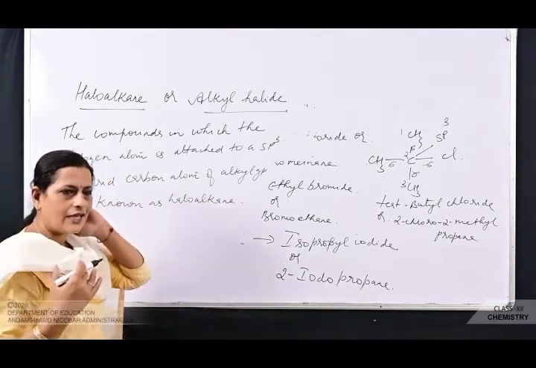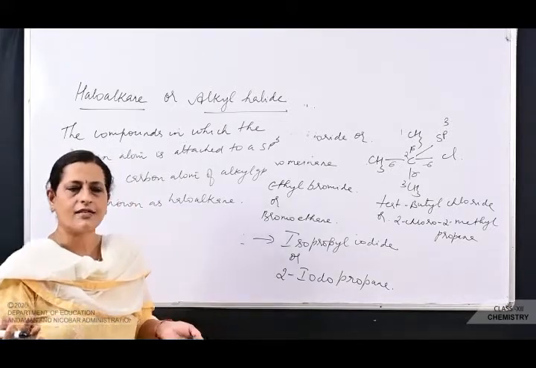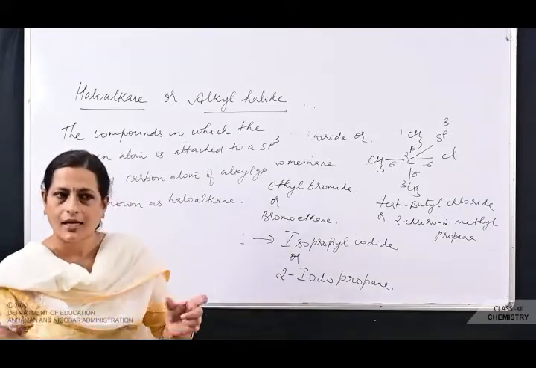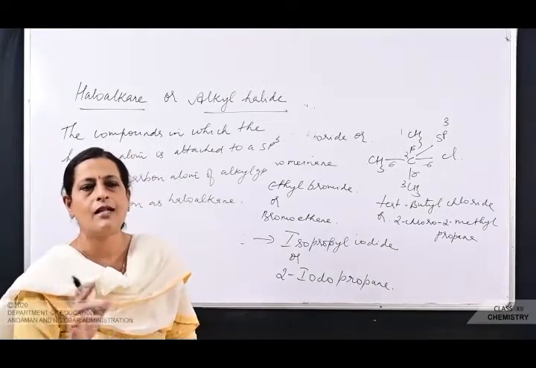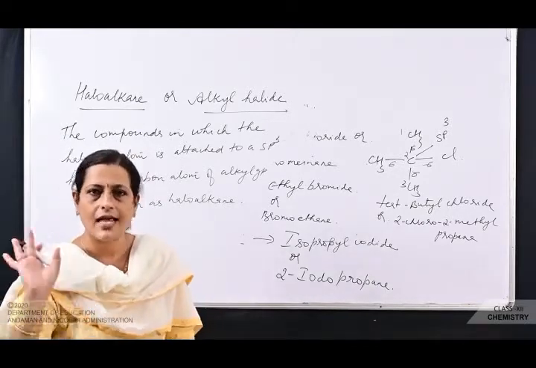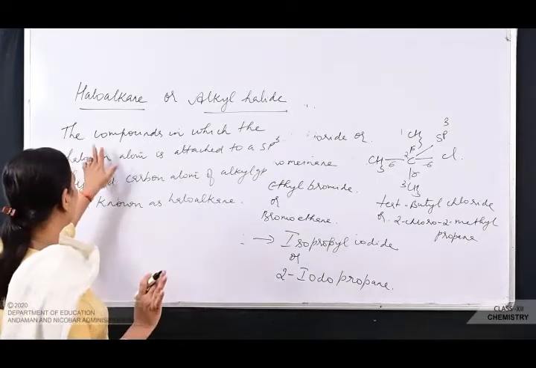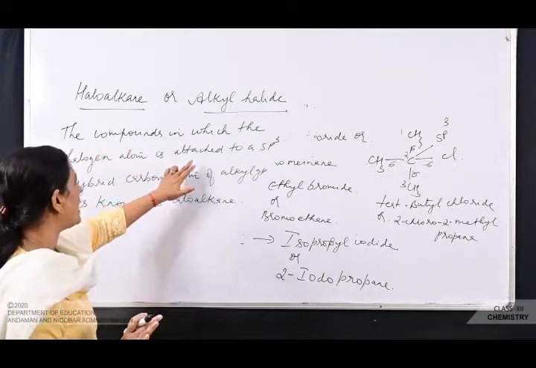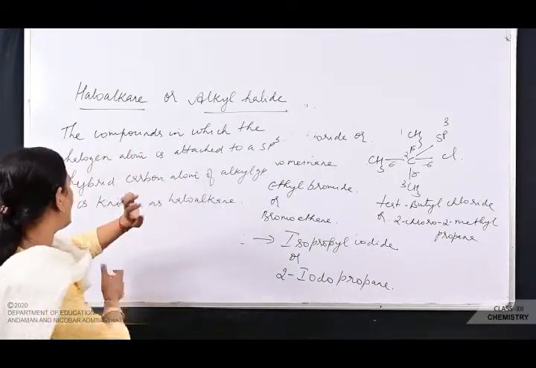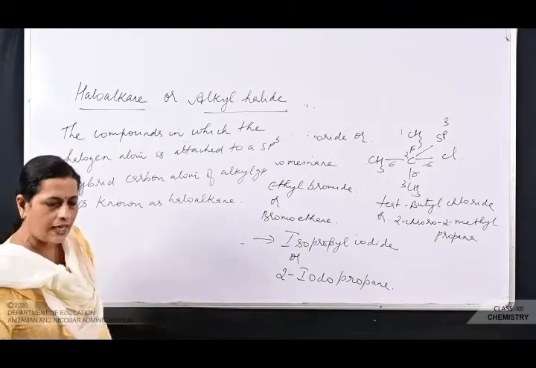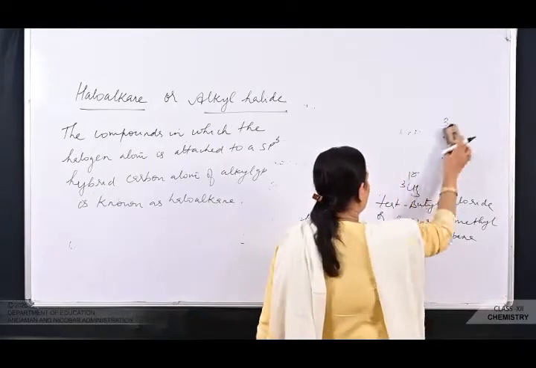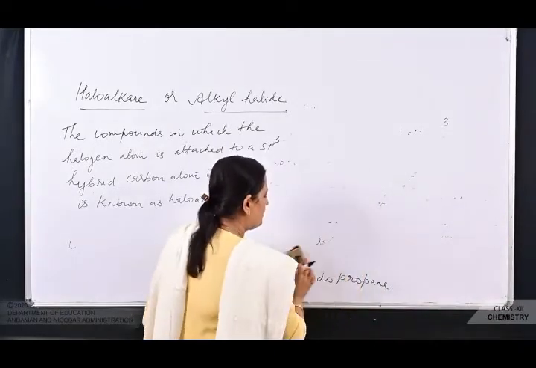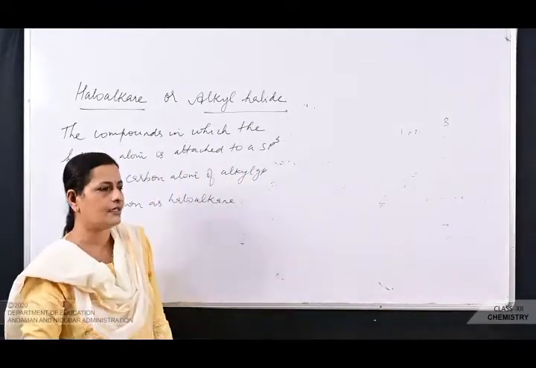Or in general, I can say this way also, the compounds in which the halogen atom is attached to alkyl group. Why? Because when we specify alkyl group, it means the carbon atom is in which hybridization? It's in sp3. But I have just specified it, the compounds in which the halogen atom is attached to sp3 hybrid carbon atom of alkyl group is known as what? Haloalkane. Now these haloalkanes are classified into 3 categories, that is primary, secondary and tertiary.